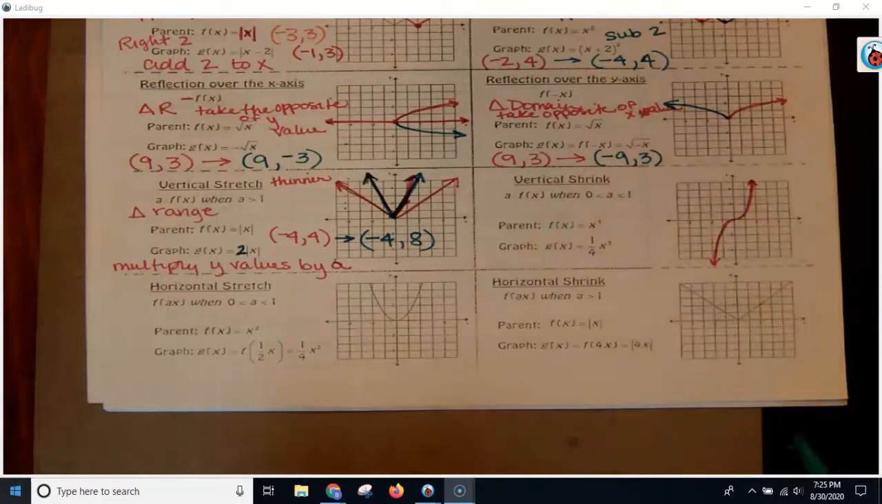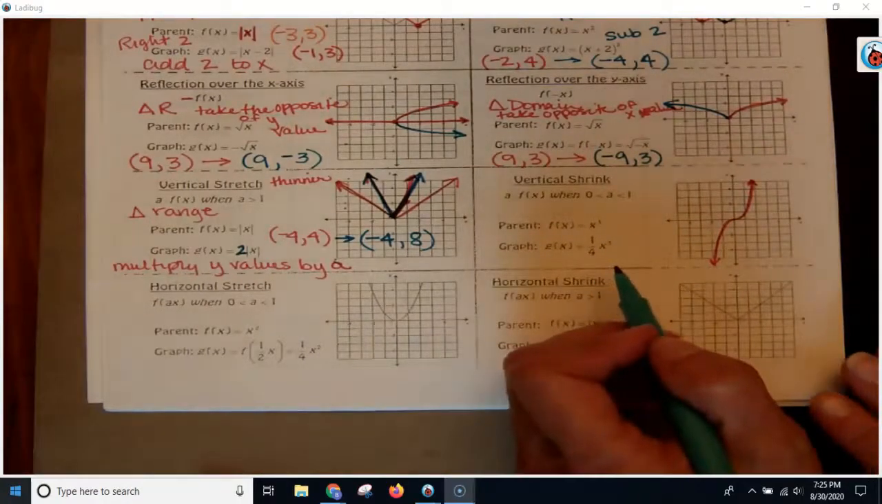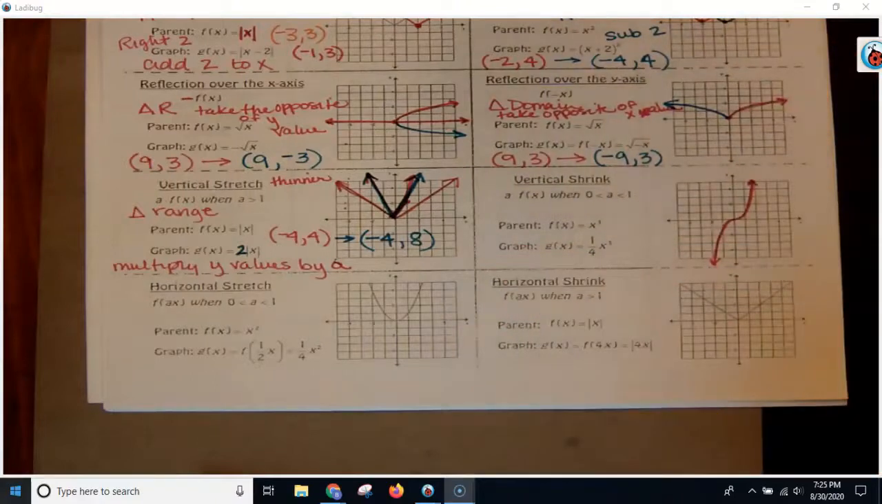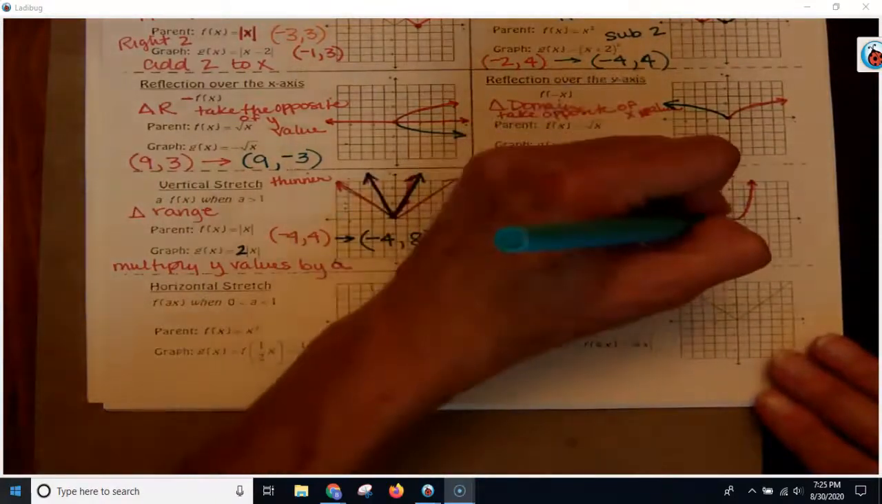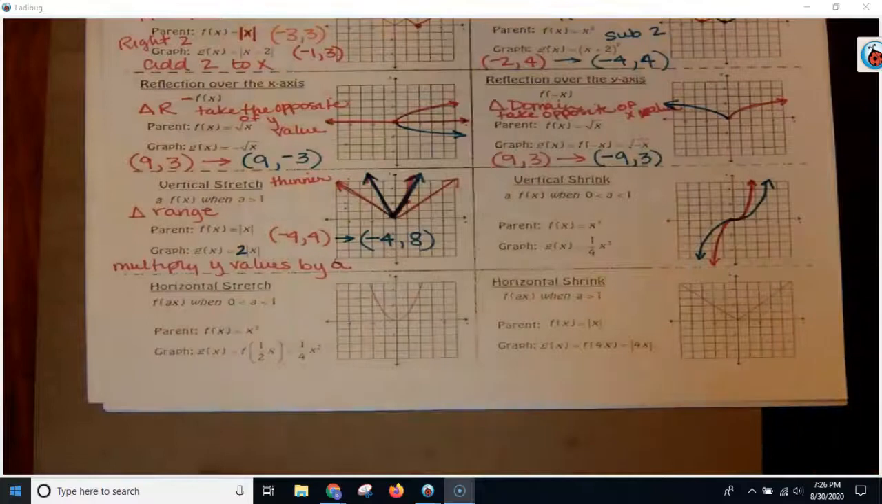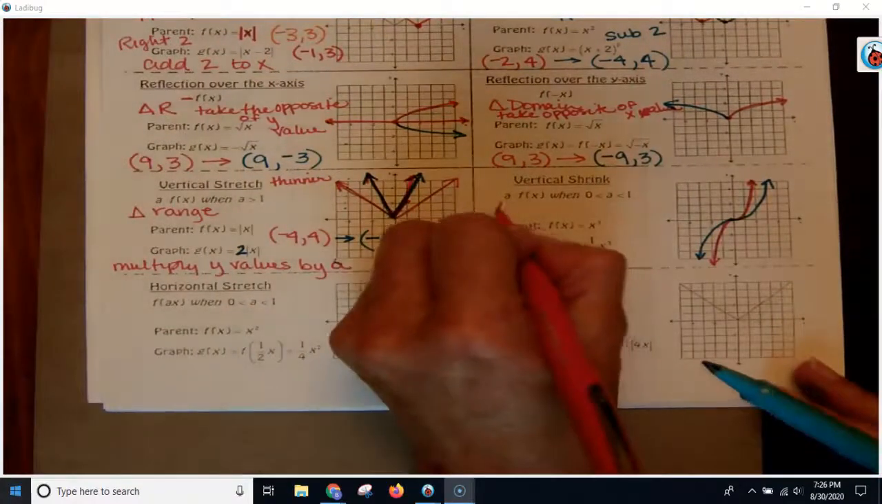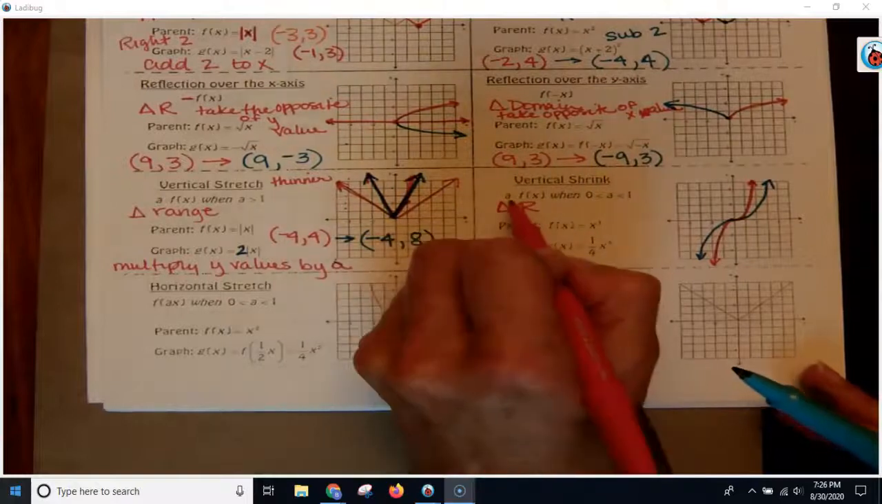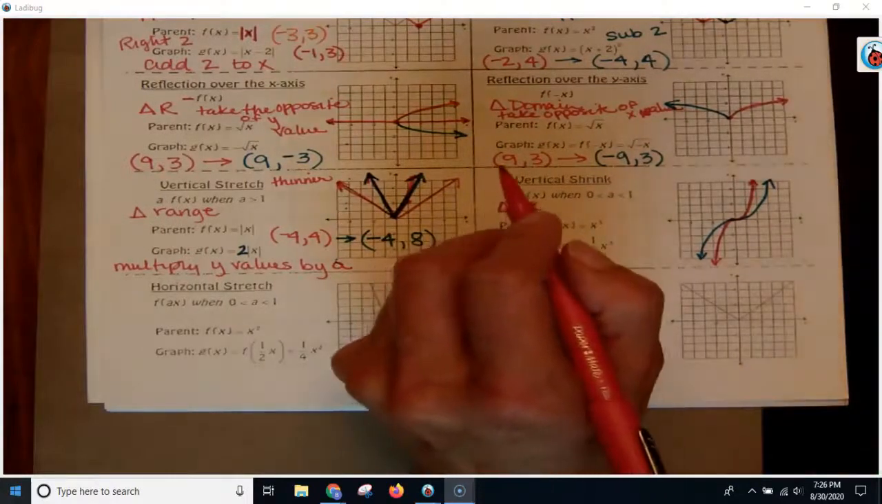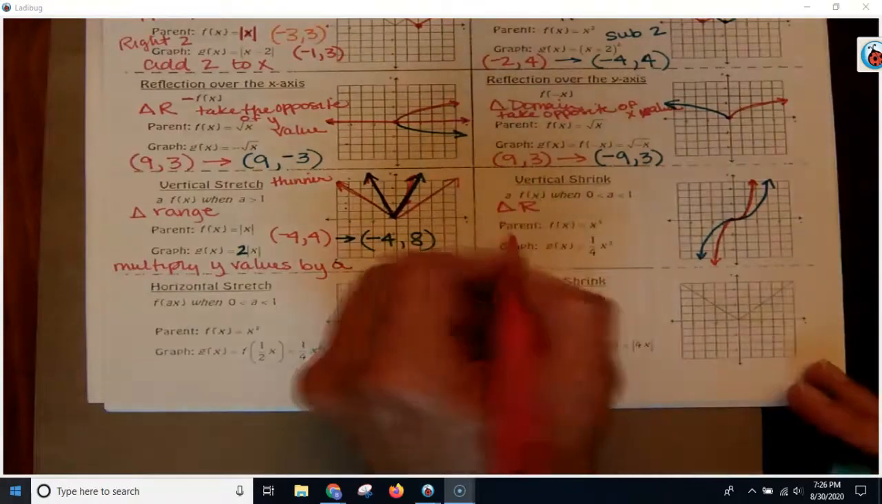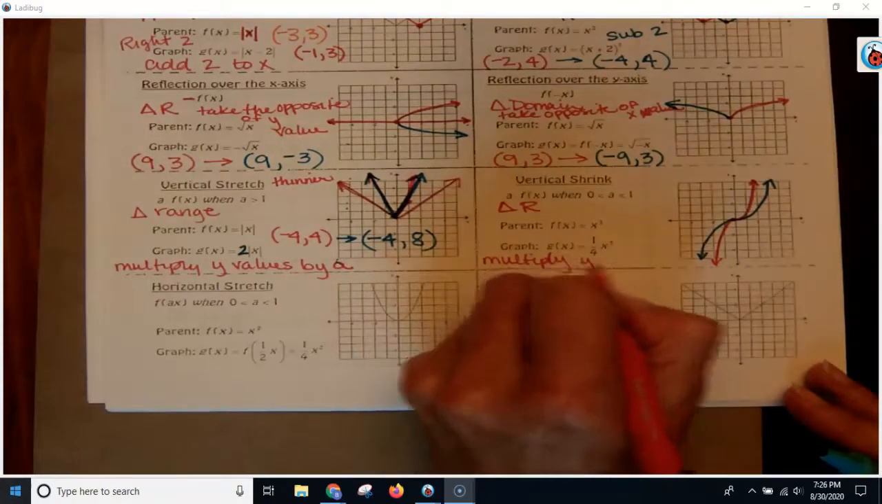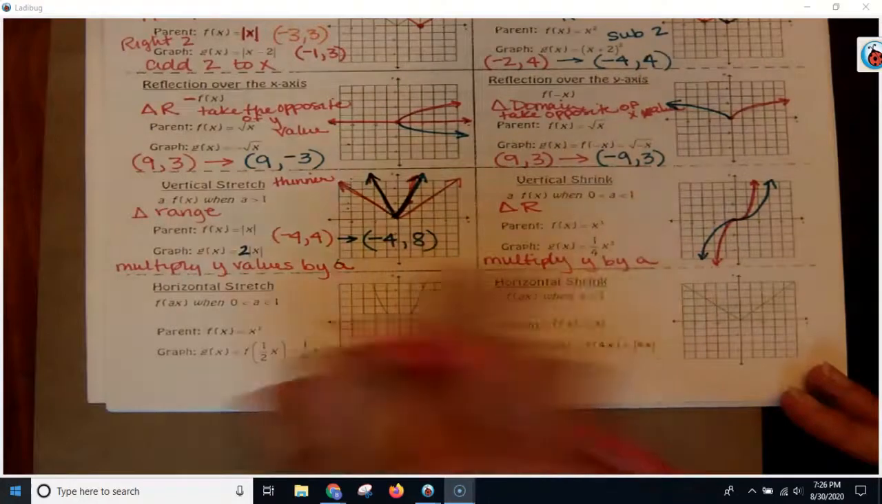Then what I'm trying to do is shrink it closer to the x-axis by 1/4. And so that is actually going to look more like this. Going to get closer to that x-axis. So this is actually going to change my range, because it's outside the function here. And what we're going to do again is just multiply, just like we did before, the y's by a.